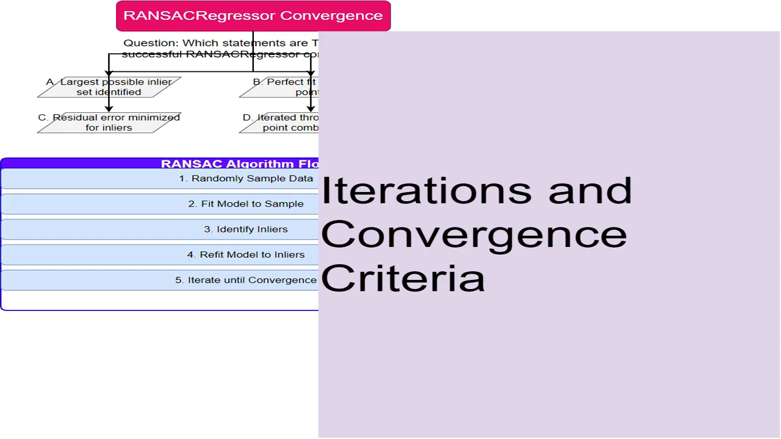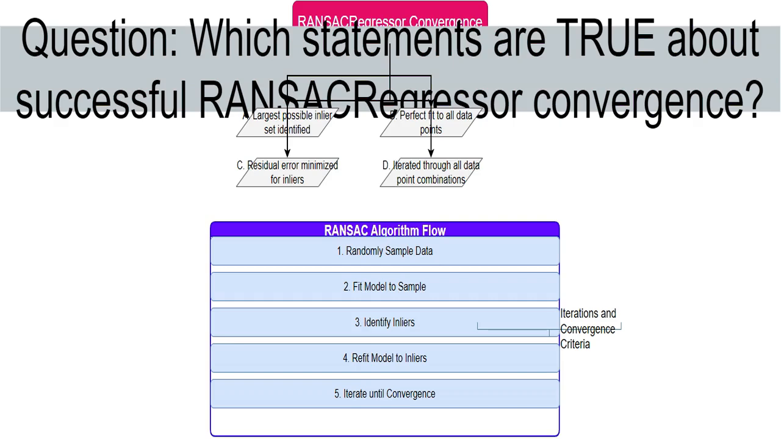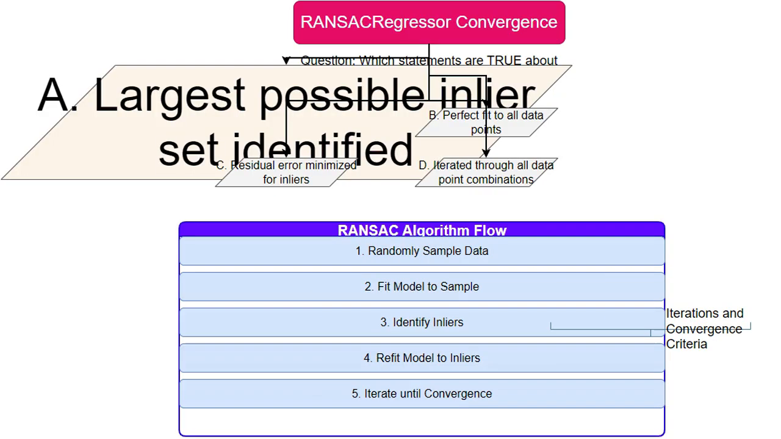Pretty clever, huh? This question is testing my knowledge about the results of a successful RANSACRegressor. I have to determine which statements accurately describe the algorithm's state after successfully converging. This statement is false. RANSAC doesn't guarantee that I find the absolute largest set of inliers. It's a probabilistic method, so I might find a good inlier set, but not necessarily the very best one.